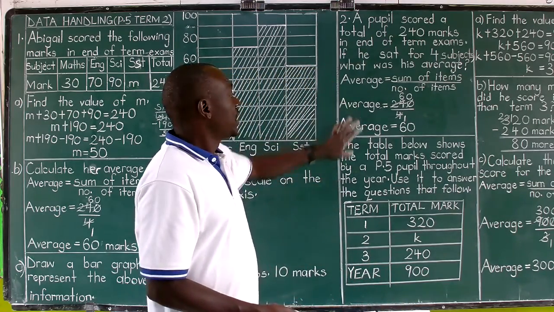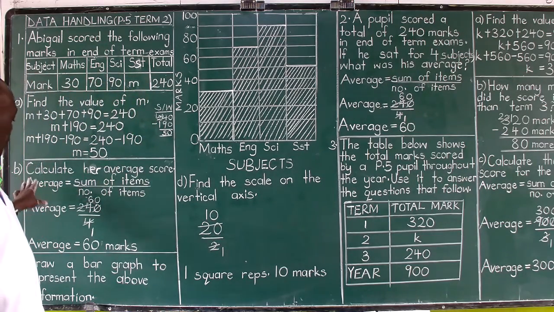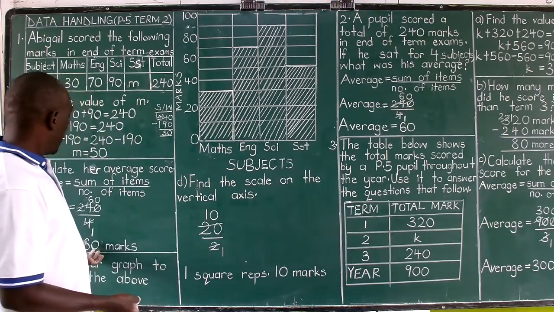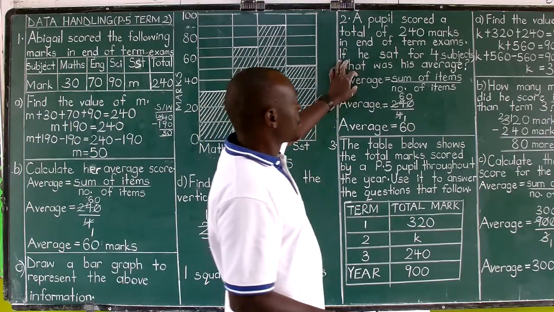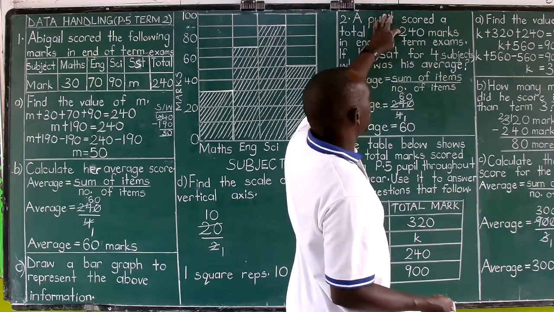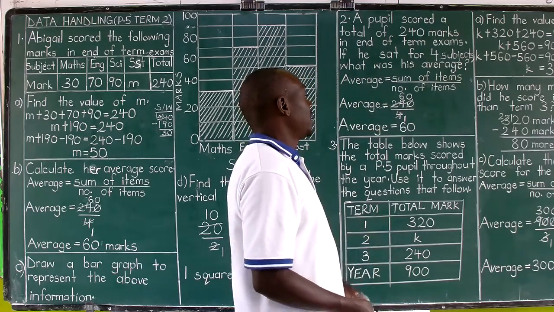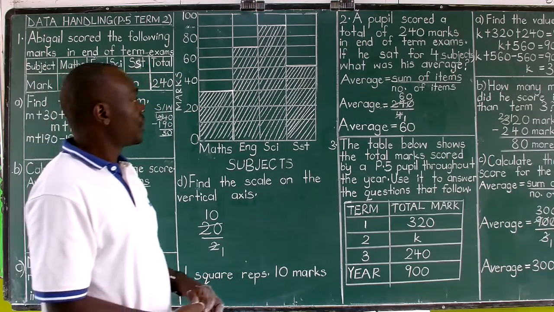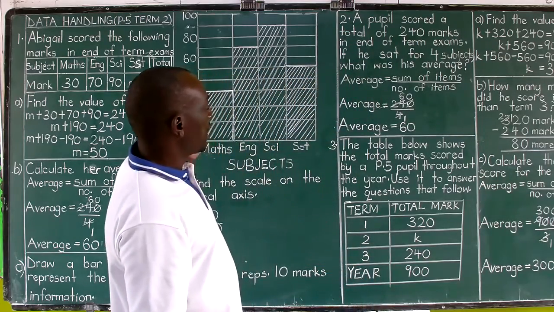So this is a duplication of this one, where the average is already 60 marks as given. So the average is here. The total is 240 and there are 4 subjects, so you say average equals sum of items divided by the number of items. Average equals the total, which is the sum, 240, divided by the 4 subjects, and you divide and get 60. So the average is 60 marks per subject.